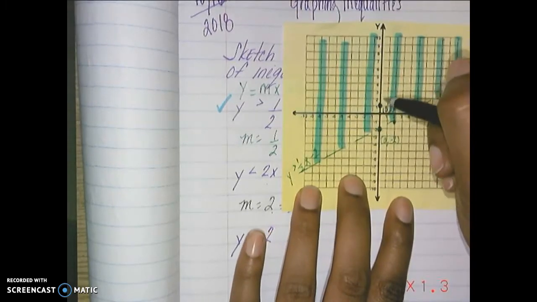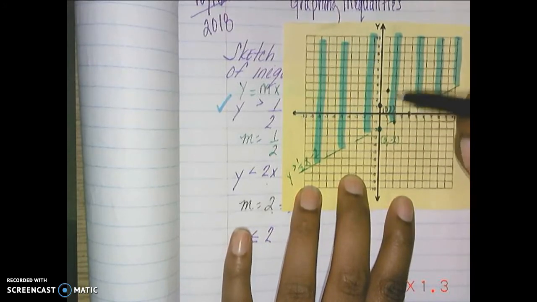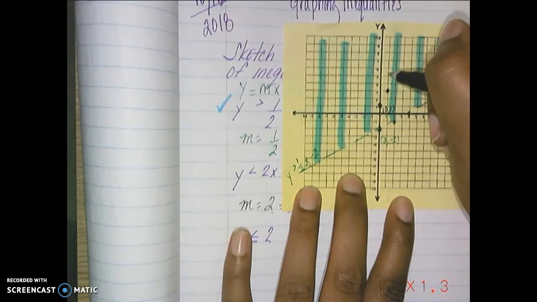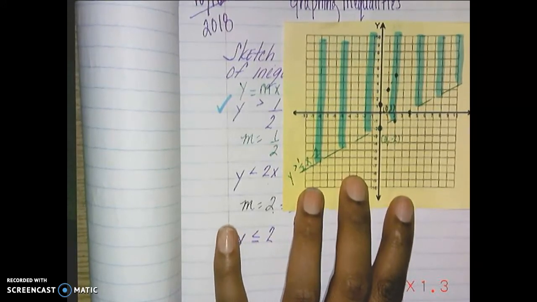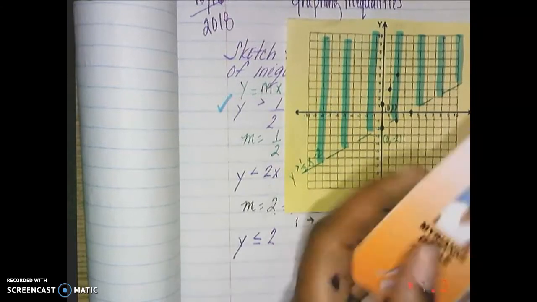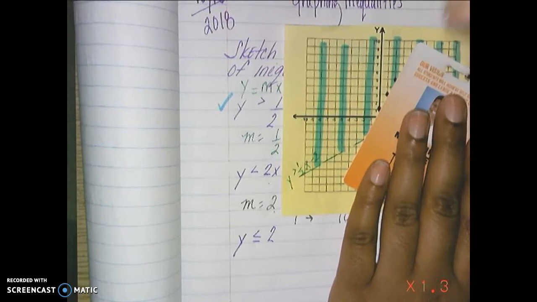0, 1, 1, 2, up, right 1. Okay, so my next point is at 1, 3. I can go 1, 2 up again and 1 to the right. Now I have another point that's on that same line. So then at that point, you want to just take yourself a straight edge of some sort and go ahead and draw your line.